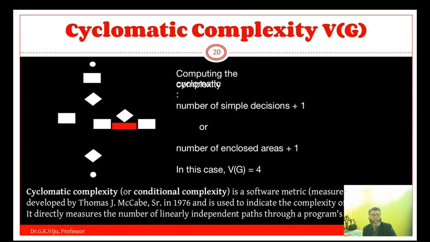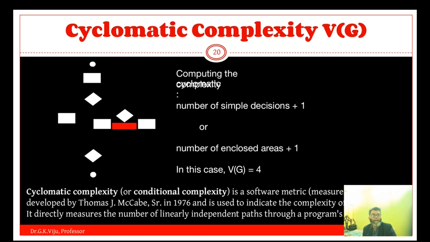Cyclomatic complexity. Cyclomatic complexity is the software metric used to indicate the complexity of a program. It is a quantitative measure of the number of linearly independent paths through a program source code. It was developed by McCabe Sr. in 1976. Cyclomatic complexity is computed using a control graph of the program.